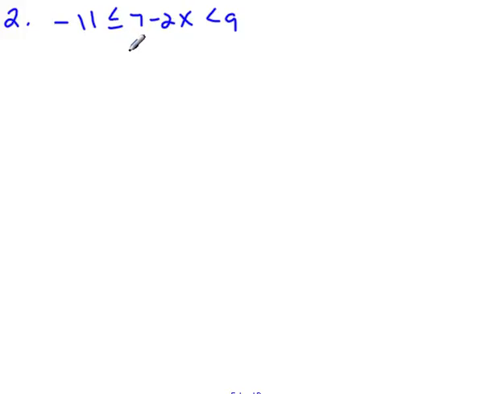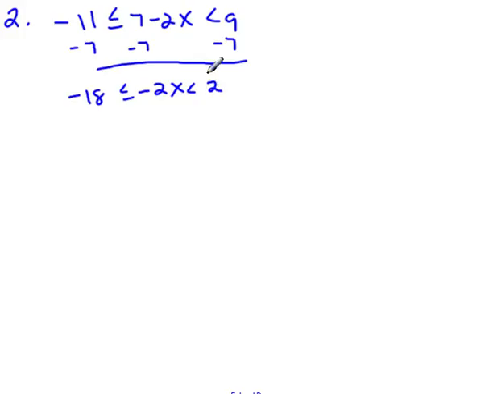So the first thing I'm going to do is subtract 7, but I have to subtract it in all three places. I subtract it where it's next to the 2x, and then I subtract it from the other two sides. So negative 11 minus 7 is negative 18, is less than or equal to negative 2x, which is less than positive 2, because 9 minus 7 is 2.